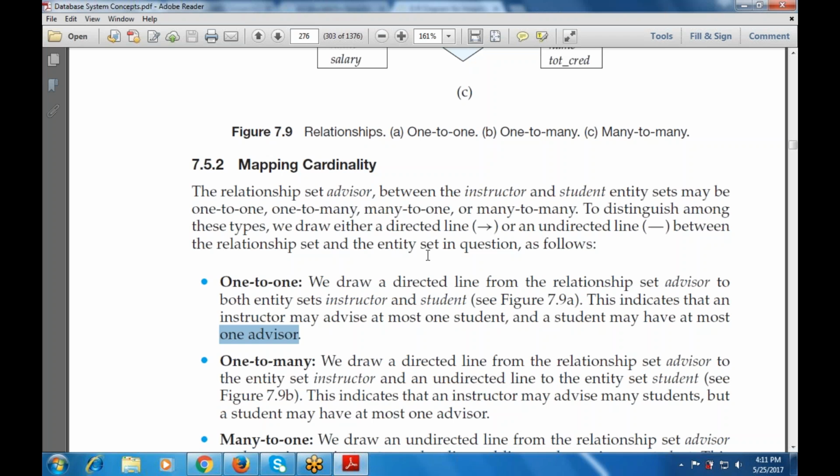Then one-to-many. So we draw a directed line from the relationship set advisor to the entity set instructor and an undirected line to the entity set student. This indicates that an instructor may advise many students, but a student may have at most one advisor.